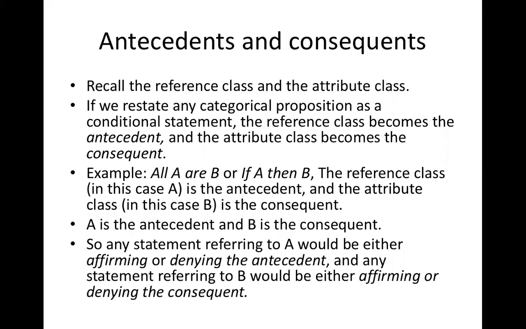Okay. Now, any other statement you see anywhere that refers to A, which is the antecedent of this sentence, will be either affirming or denying the antecedent. And any statement you see referring to B will be either affirming or denying the consequent. We've known that A is the antecedent, B is the consequent. So any statement anywhere referring to A is either affirming or denying the antecedent, and any statement referring to B, wherever you see it, is either affirming or denying the consequent.